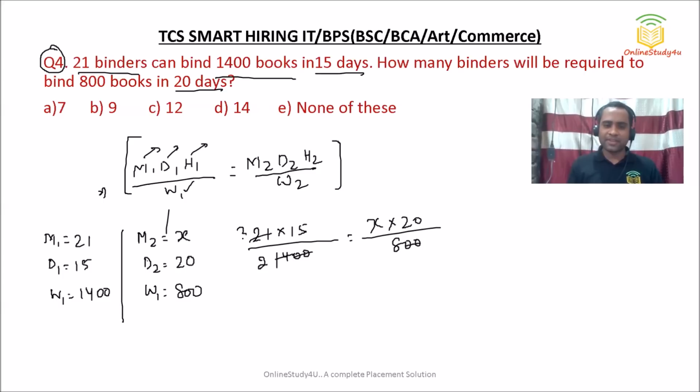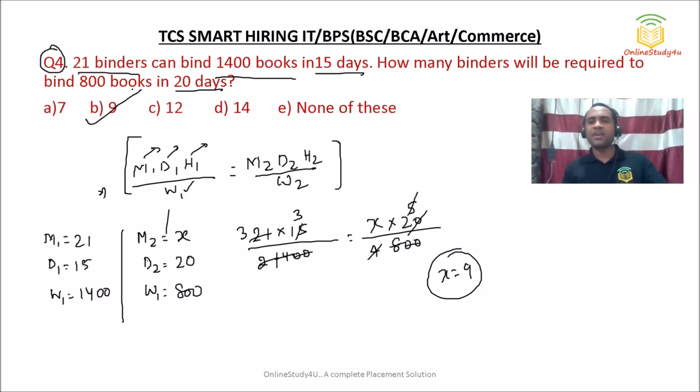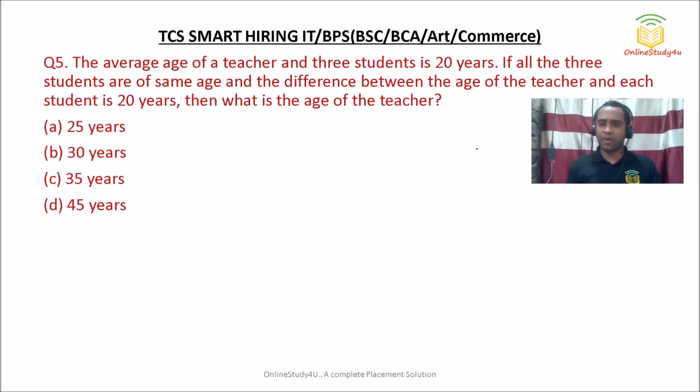7 2s are, 7 3s are. 2 will divide this by 4 times, 4 will divide this by 5 times, 5 will divide this by 3 times. So X will be equal to 9. So 9 binders are required to bind 800 books in 20 days. Okay, so option B will become the correct answer for this particular problem.